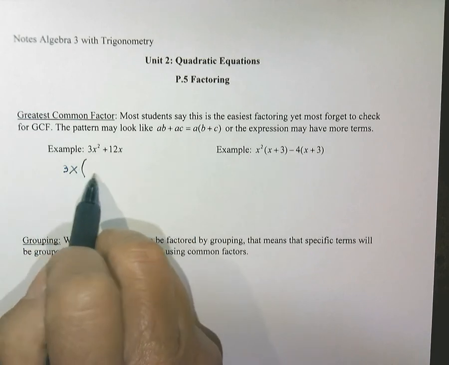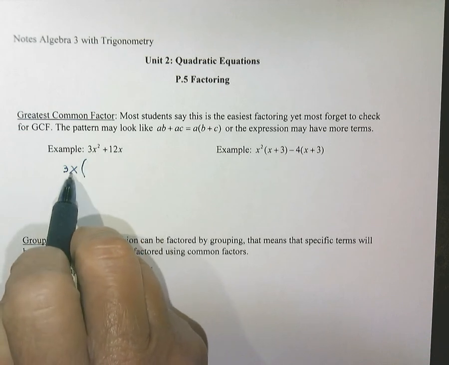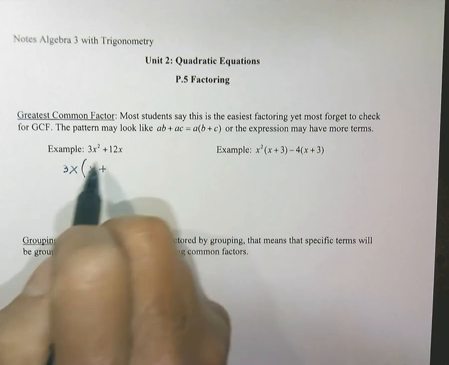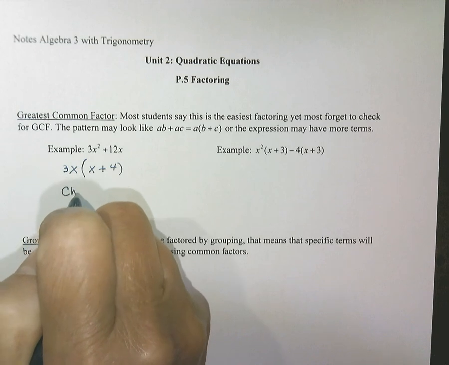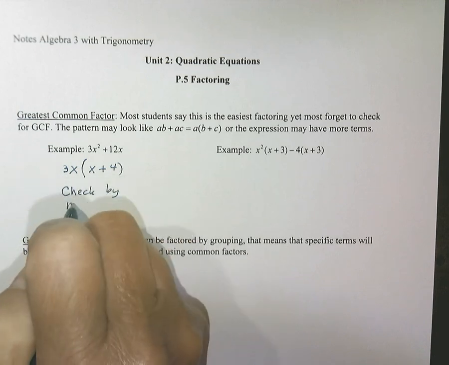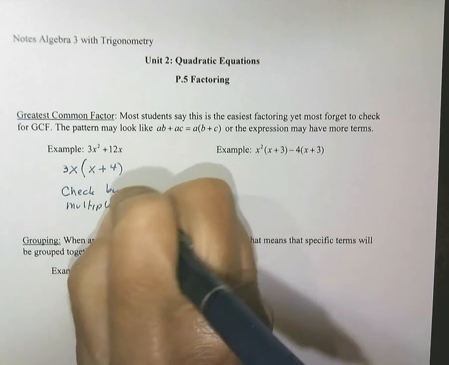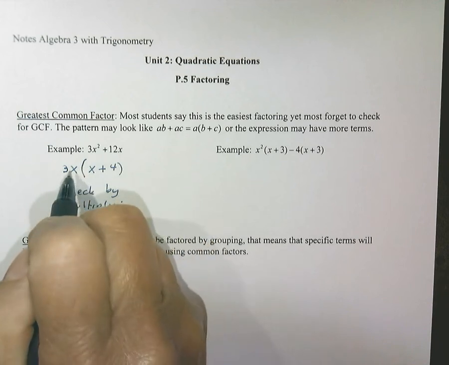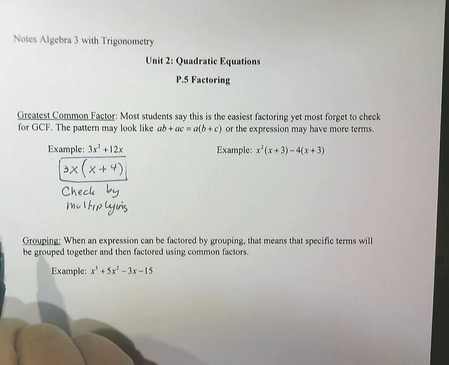Then I need to write something that's left inside here. So I have 3x squared, and if I divide that by 3x, I'm left with x. Plus, if I take 12x and divide it by 3x, I'm left with 4. And then I would check by multiplying. So 3x squared plus 12x. I'm going to repeatedly say check by multiplying.